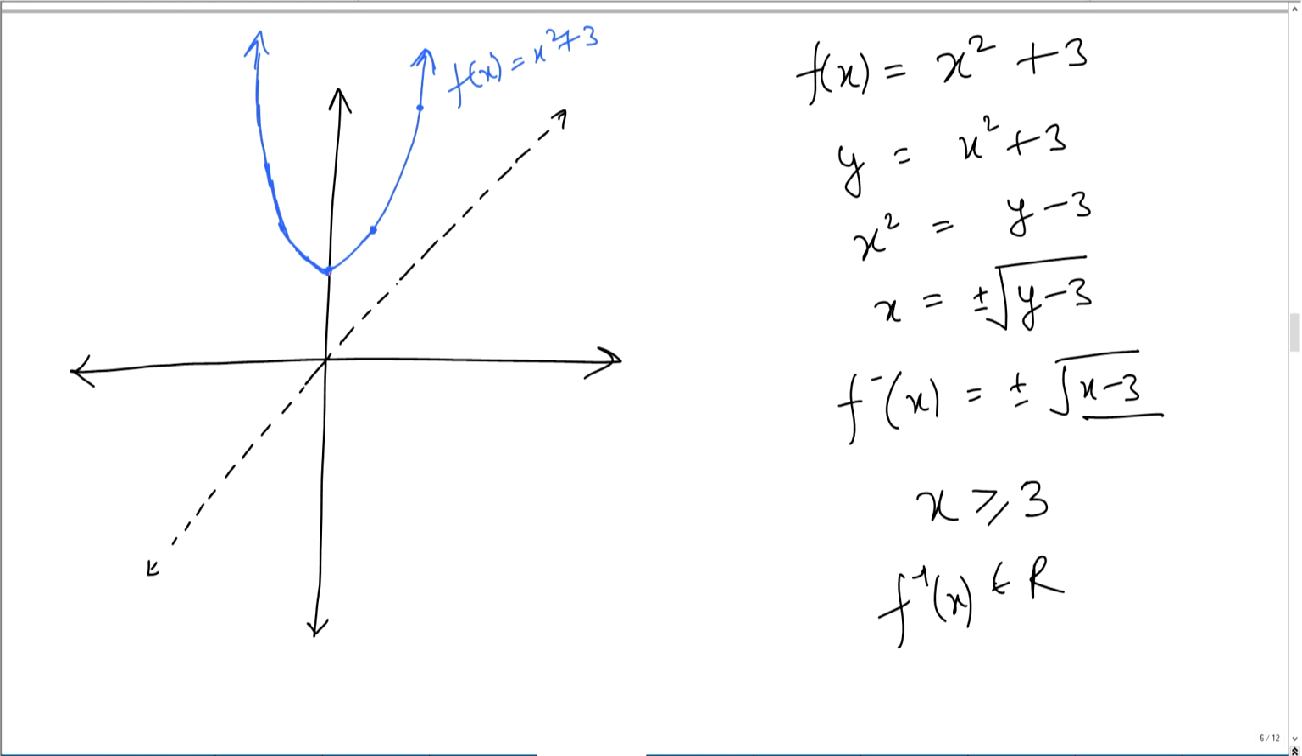So where this graph cuts the y-axis, this graph would cut the x-axis. So at y equals 3, it would cut at x equals 3. Also, x cannot take values less than 3. It has to be greater than 3. So the graph would look something like this. I'm just taking the mirror image. If you are really not sure, you can literally place a mirror and see what would happen. So whatever happened on the y-axis here, it would happen on the x-axis here.